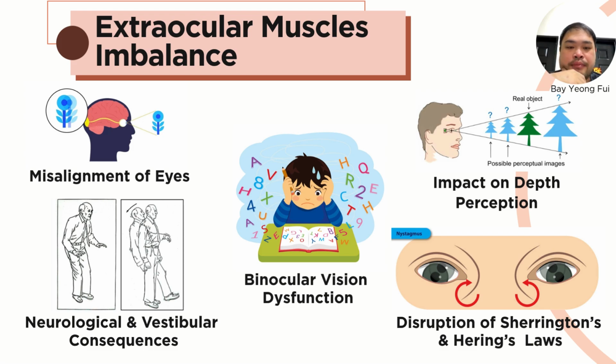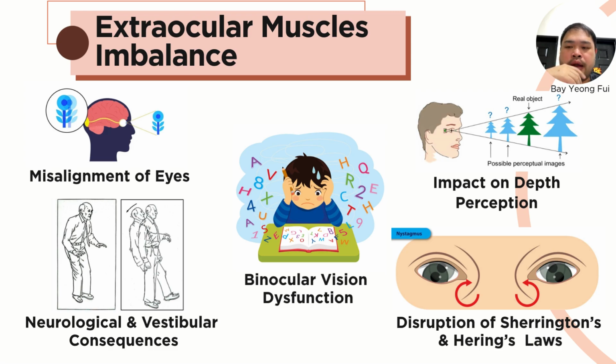First, misalignment of the eyes. Unequal strength or innervation of the extraocular muscles may make one eye deviate inward, outward, upward, or downward. As a result, the brain receives two different images, leading to diplopia, suppression of one eye's image, and loss of stereopsis, or depth perception.